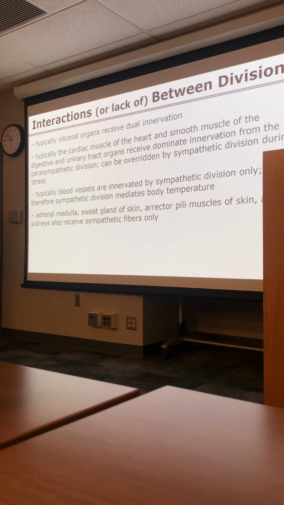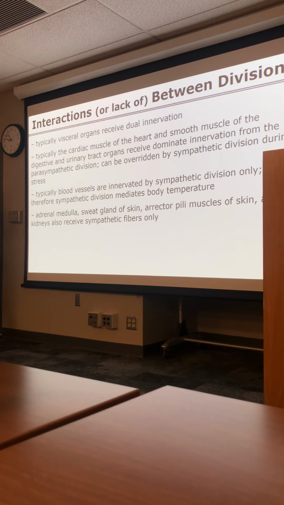But there are a few things in the body that don't have dual innervation. For example, the smooth muscle in your blood vessels only has innervation from the sympathetic division of the autonomic nervous system. Therefore, the sympathetic division is going to mediate body temperature, because you know that if you start working out, we're going to dilate blood vessels near the surface so we can lose heat. If we're out somewhere cold, we're going to constrict those blood vessels near the surface and get the blood towards the core of the body. So we're seeing that sympathetic's in charge of mediating body temperature.